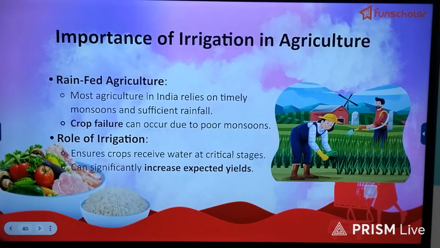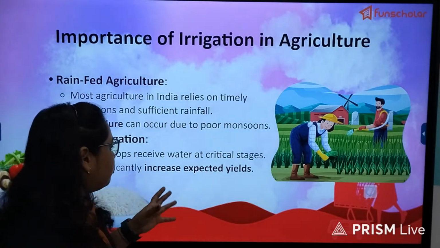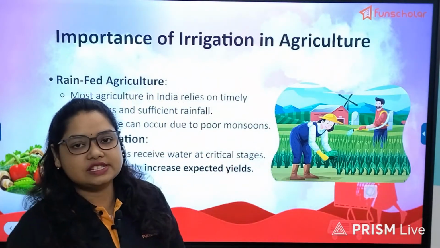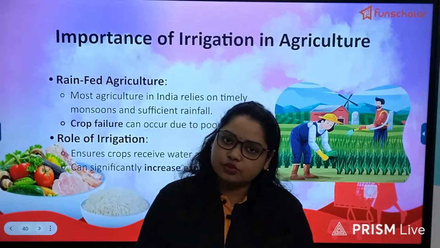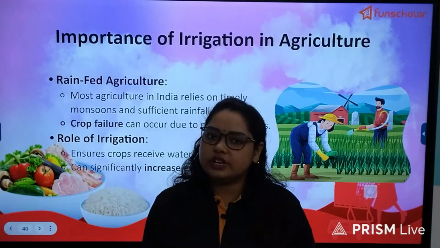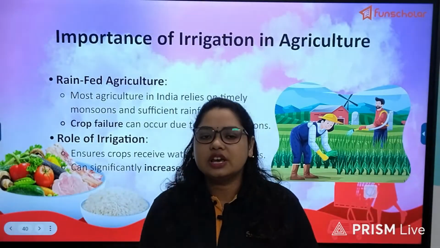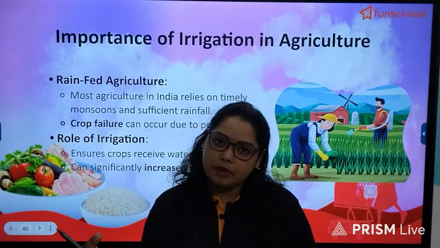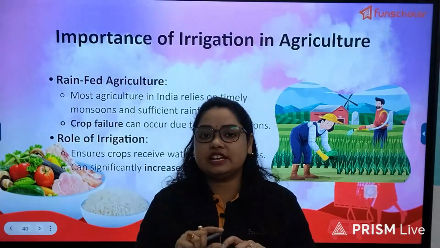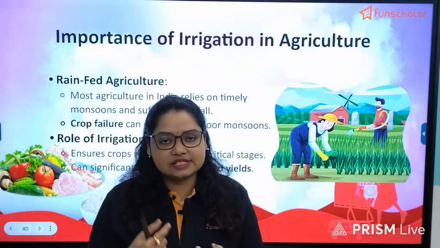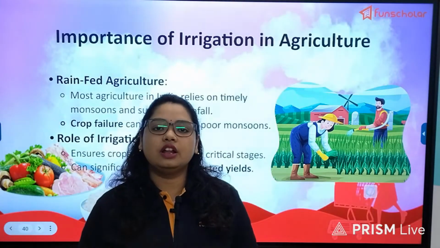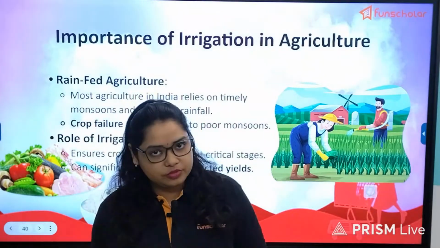So the role of irrigation is to ensure crops receive water at critical stages. As I said, there are many stages. For example, after sowing, there should be the supply of water so that the nutrients are well mixed and soaked, and then those nutrients are passed on along with water to the seed so that the seed coat can be softened and the seed can germinate, and then the embryo can develop into the seedling and come out of the seed.